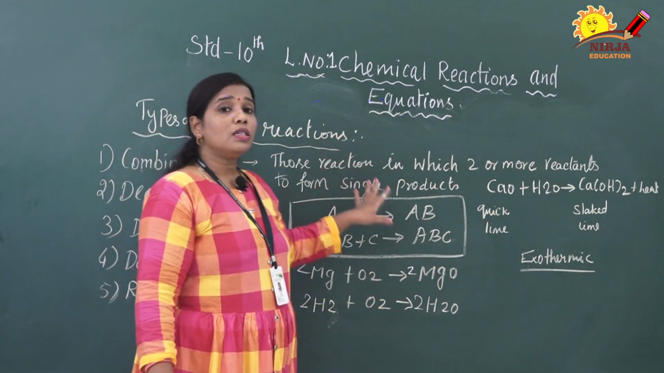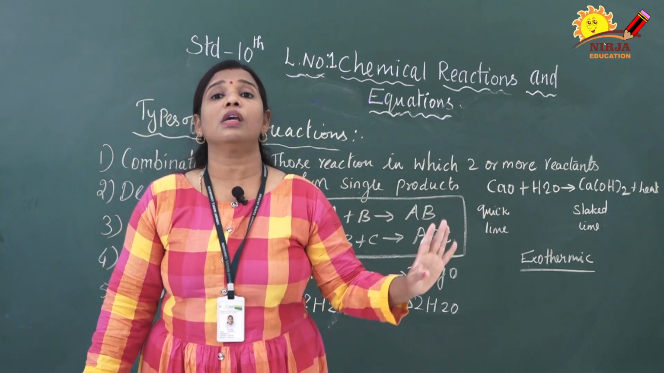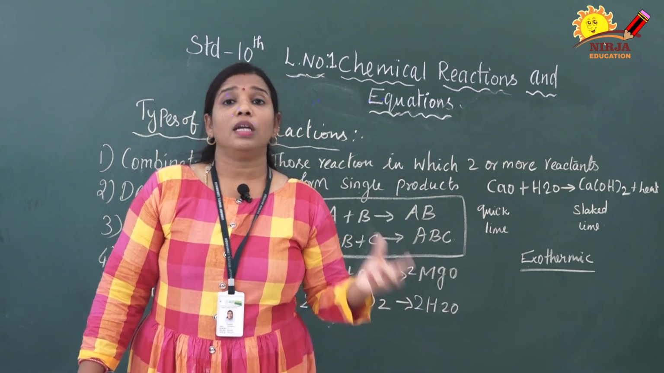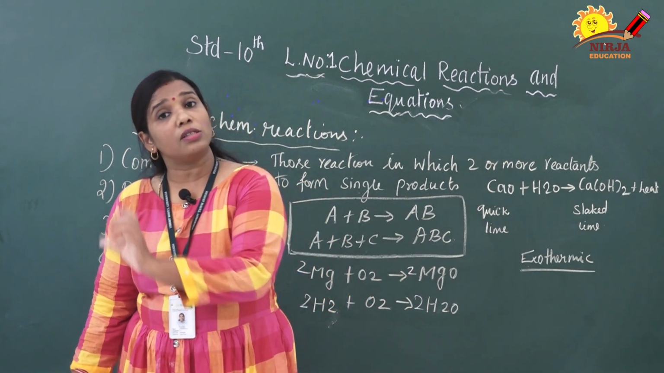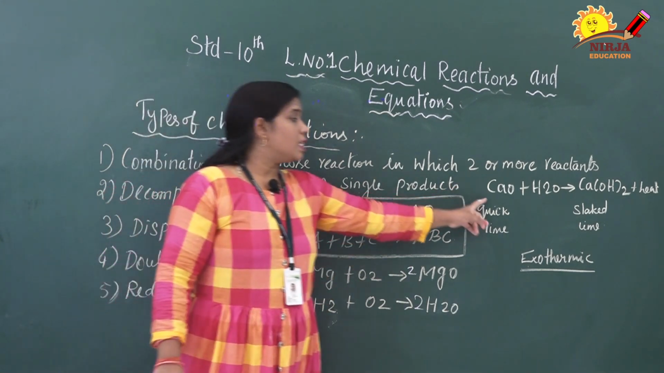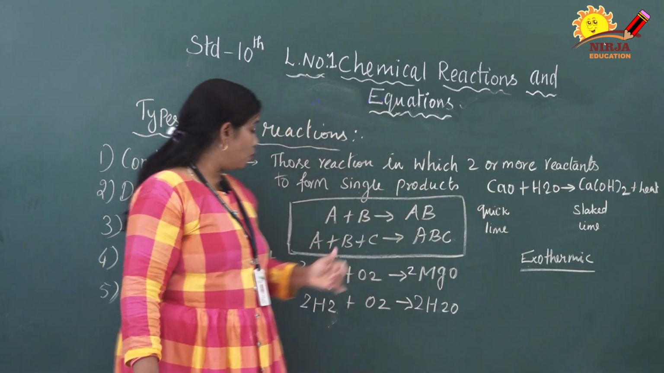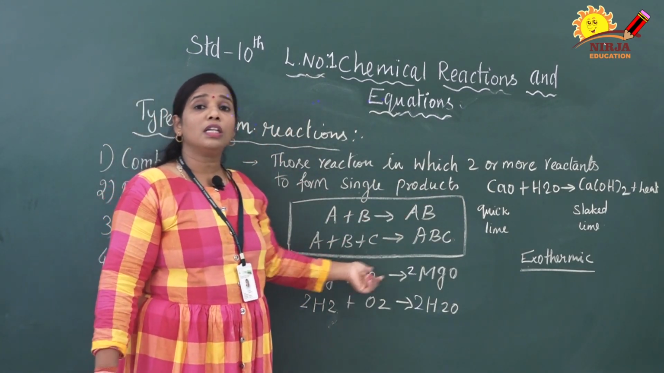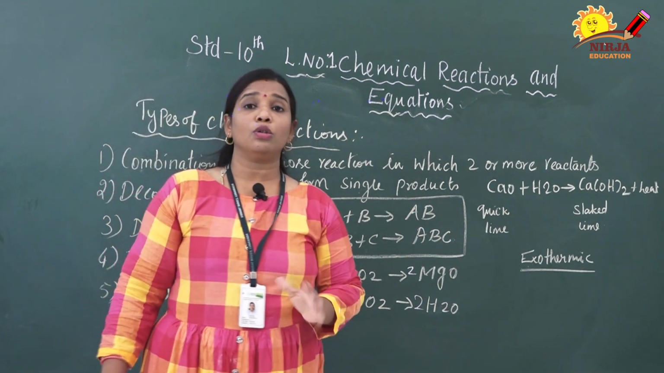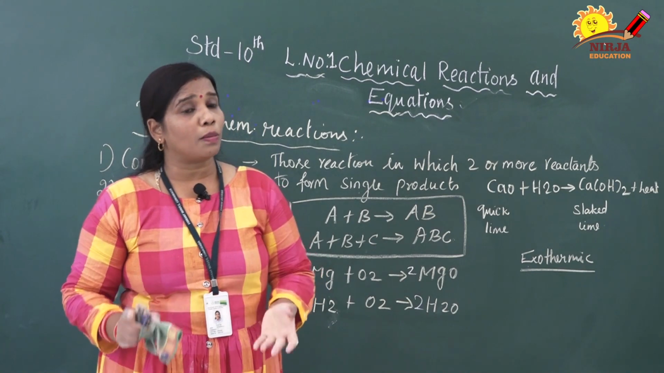Not all combination reactions produce heat. Those combination reactions that produce heat outside are called exothermic reactions. Example: calcium oxide plus H2O gives calcium hydroxide plus heat. Similarly, magnesium plus oxygen gives magnesium oxide. You can write another example that is not exothermic: C plus O2, carbon plus oxygen gives carbon dioxide.